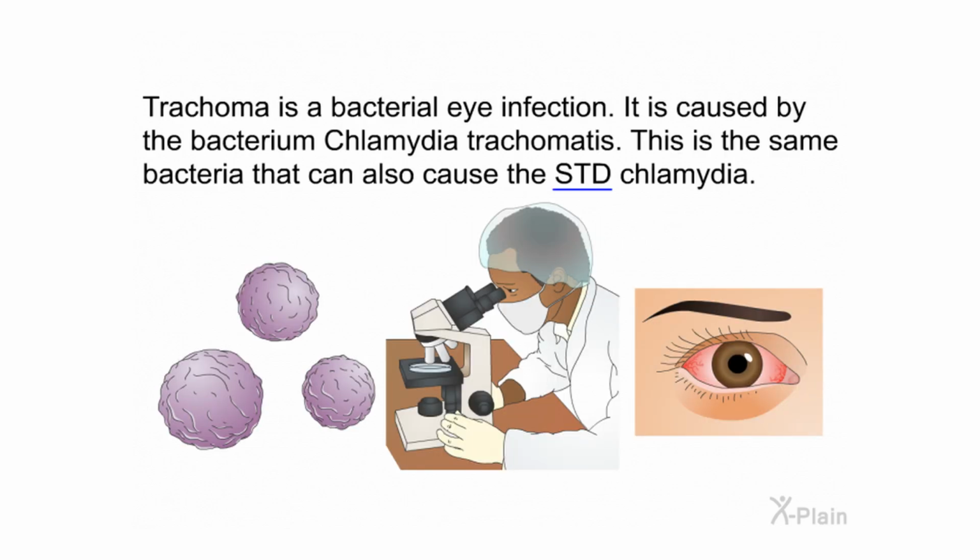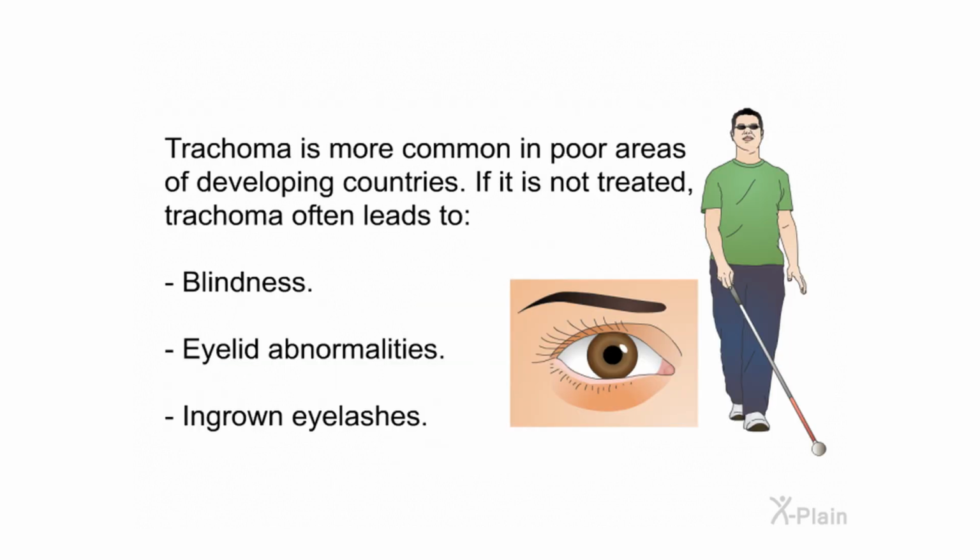Trachoma. Trachoma is a bacterial eye infection. It is caused by the bacterium Chlamydia trachomatis. This is the same bacteria that can also cause the STD chlamydia. Trachoma is more common in poor areas of developing countries. If it is not treated, trachoma often leads to blindness, eyelid abnormalities, and ingrown eyelashes.